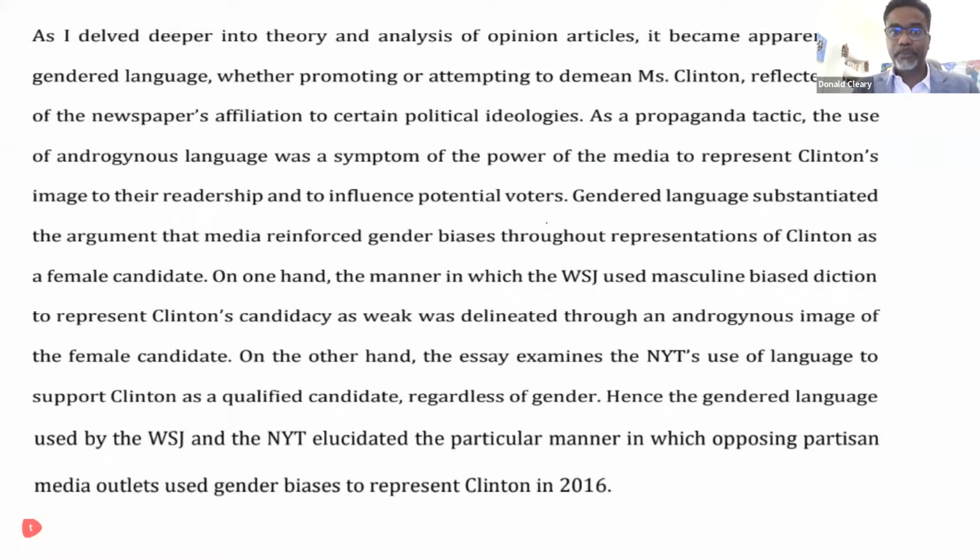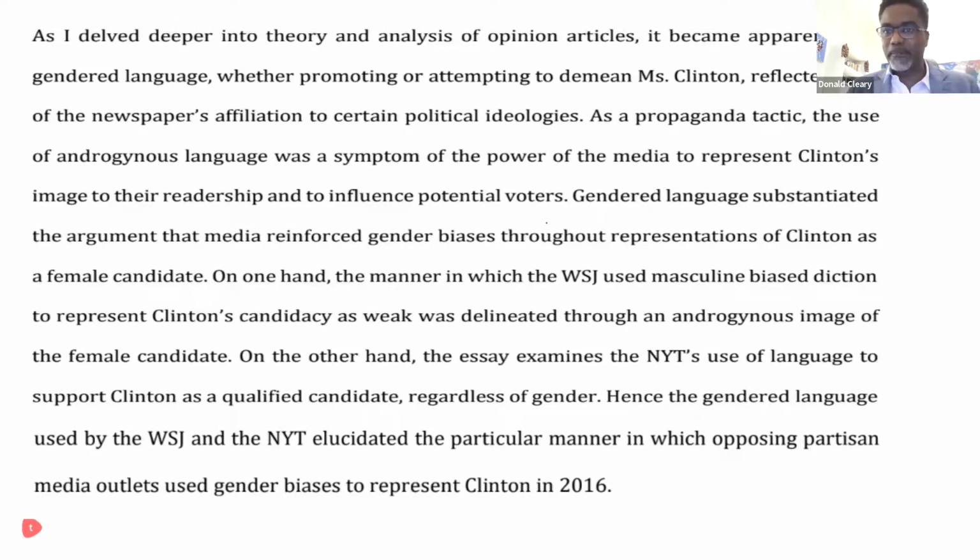So on screen is an extract from the student's conclusion, where she was talking about her findings looking at both newspapers. And in essence, what she realized was that there wasn't a difference between both. Both newspapers used gendered language to present Hillary Clinton. She went in again with a sort of bias, thinking that the Democratic or more liberal newspaper would have been more favorable in their use of gendered language, and the conservative newspaper would have been more demeaning in their use of gendered language.